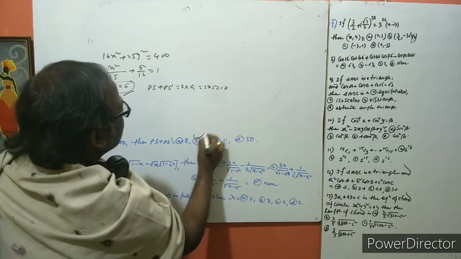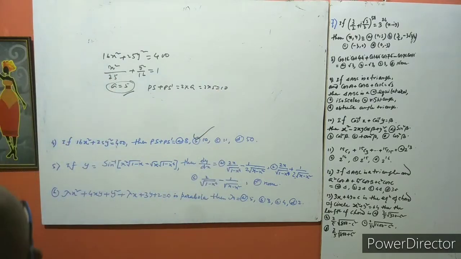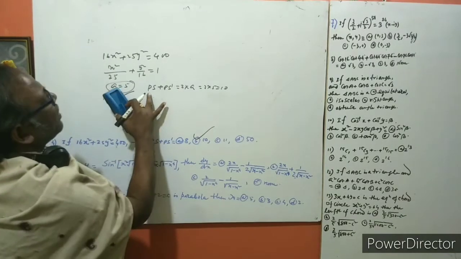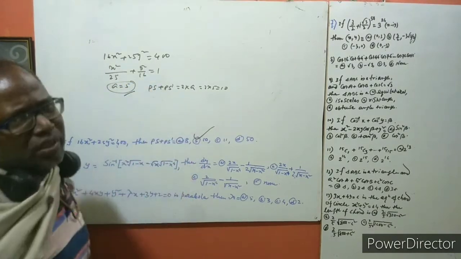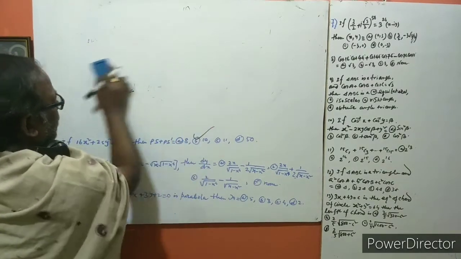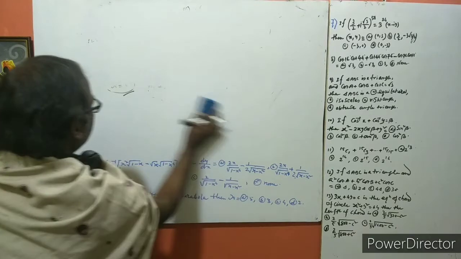Okay, option B. That is for the ellipse. And for the hyperbola, the difference PS minus PS dash is equal to twice a. Okay, so learn this point. Question number 4 is complete.